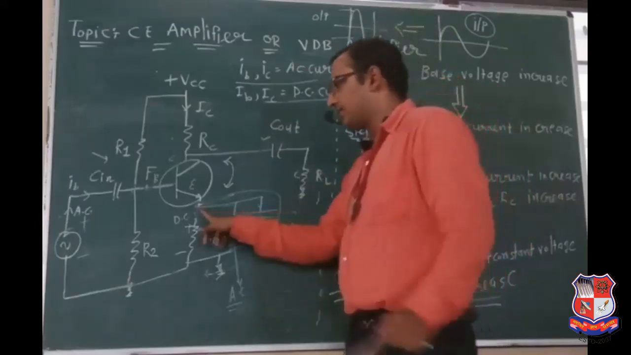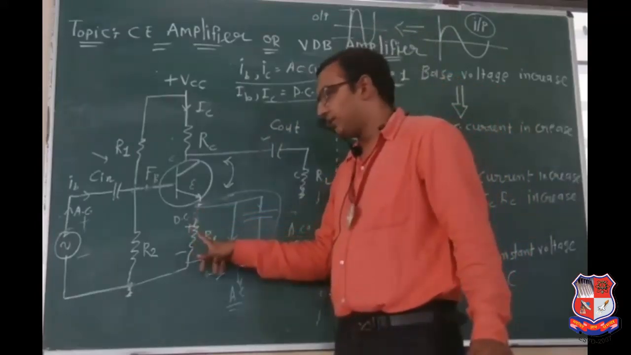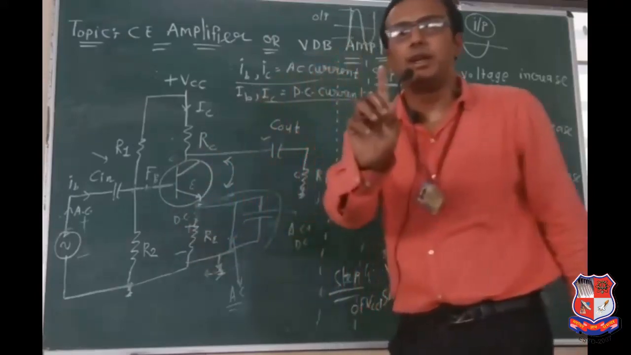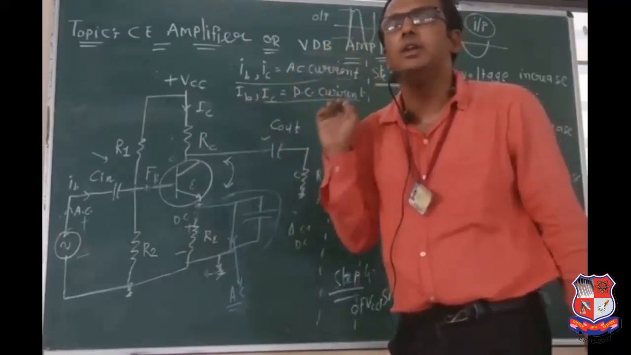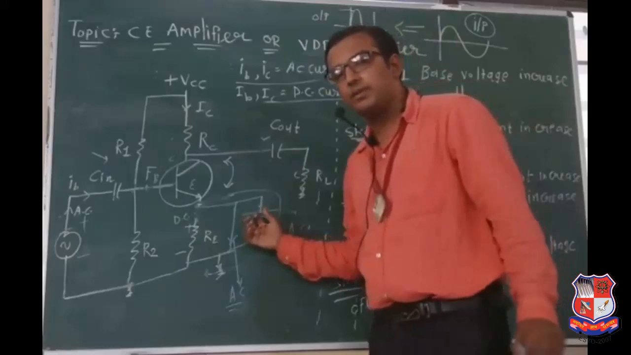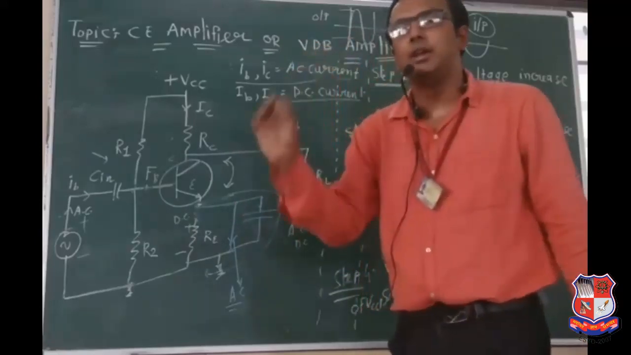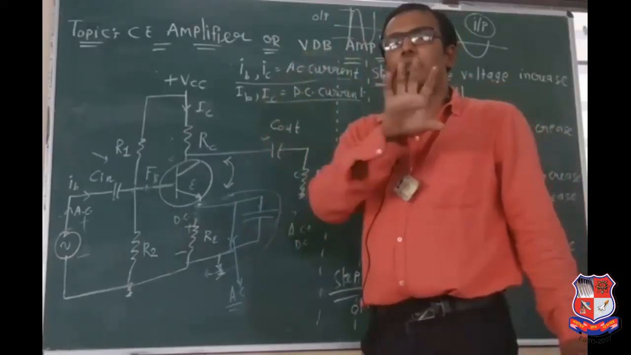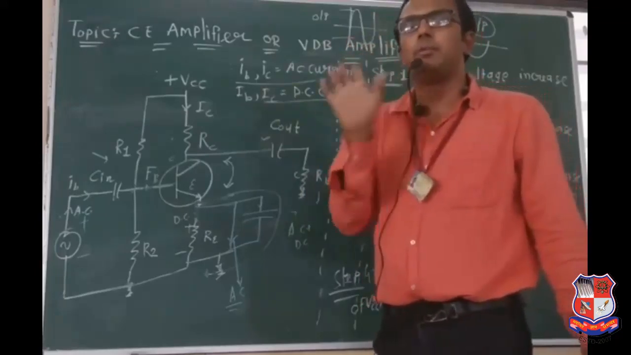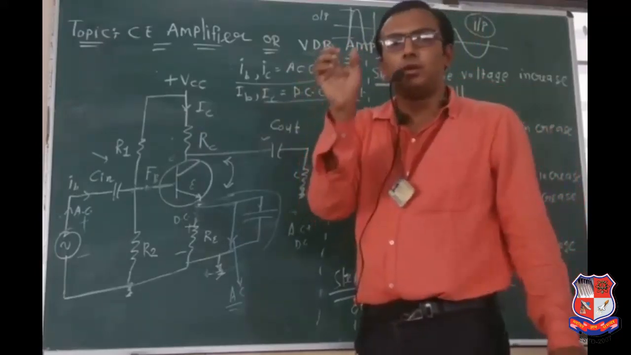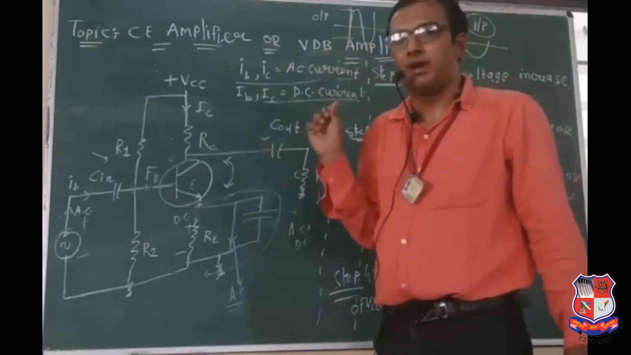Again, at this point AC plus DC. If we cannot put the capacitor, then simply say in one language, voltage gain is reduced. If voltage gain is reduced, then it is not the convenient amplifier, or we can say, not a reliable amplifier.